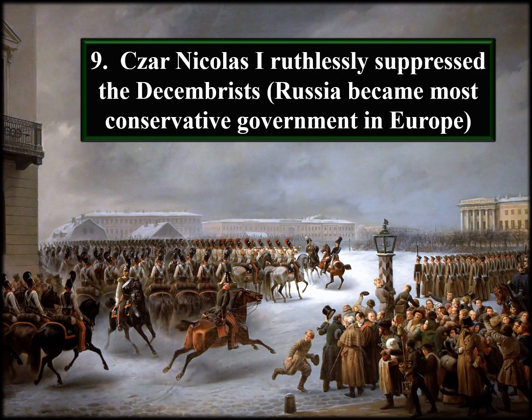Tsar Nicholas I will ruthlessly suppress the Decembrist revolt, and Russia will become the most conservative government in Europe under Nicholas I. Sometimes you will see his name spelled with the H, Nicholas. Sometimes you'll see it without. The H is more of a westernized spelling versus the Russian spelling, but still you might see it both ways. Both are correct.